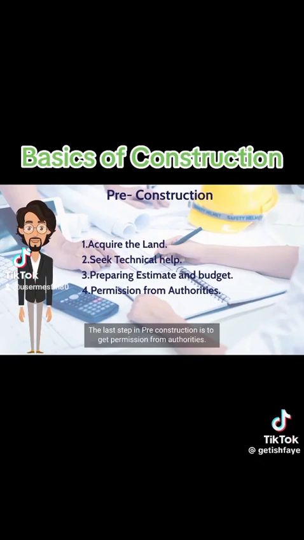The last step in pre-construction is to get permission from authorities. We have to take permission from the local municipal body before we can go for the construction. The list of documents to be submitted to the authority are land survey, soil test report, land documents, elevation drawing, structural report and certificate of the civil engineer.